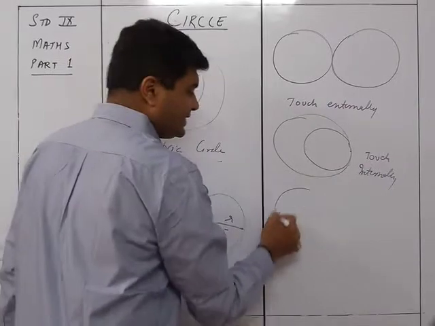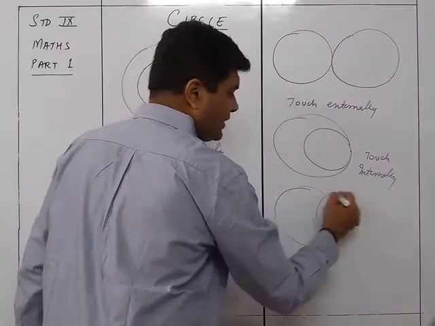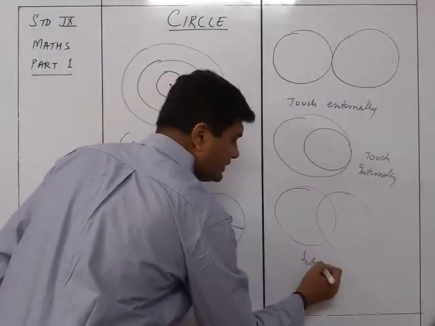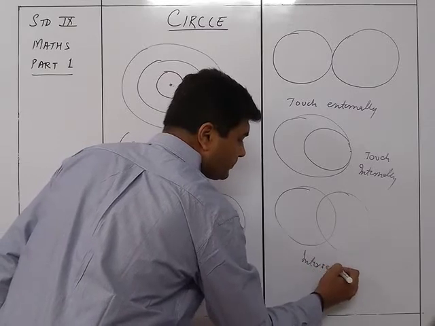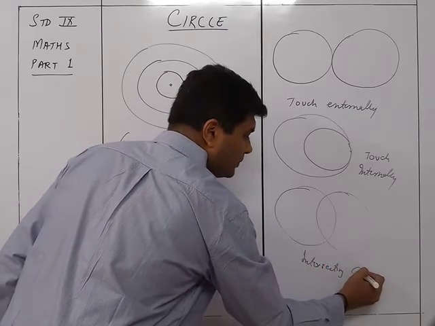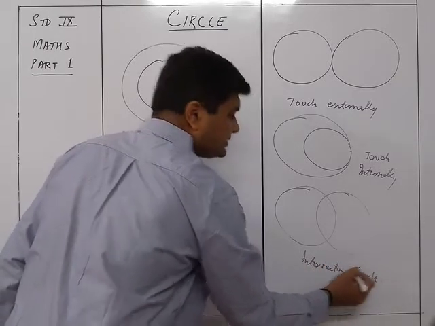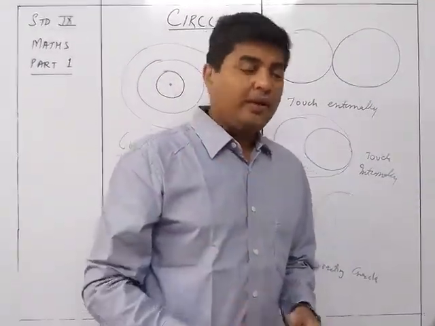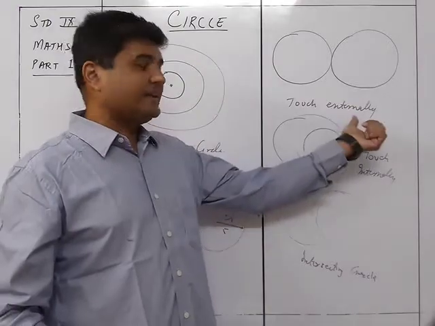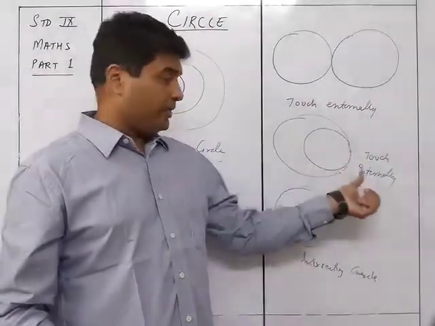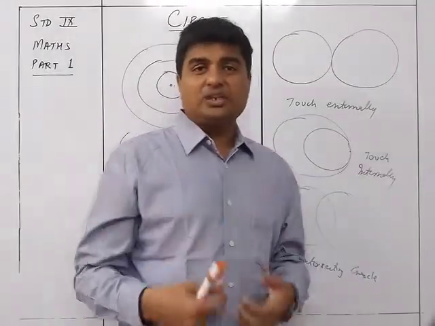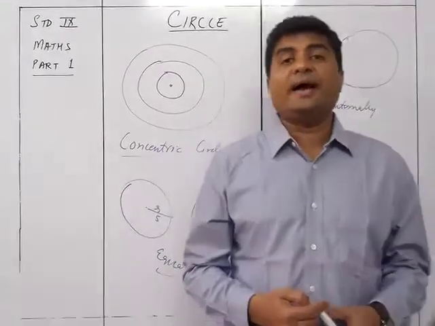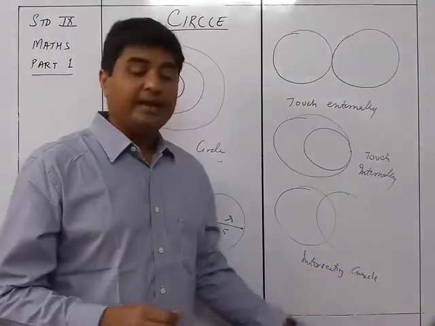And if they are like this, then it is called intersecting. These are intersecting circles. That means both the circles are cutting each other at 2 points. If they are touching each other at one point, it is touching externally, or one point internally over here. If they are cutting each other at 2 points, then they are called intersecting circles.